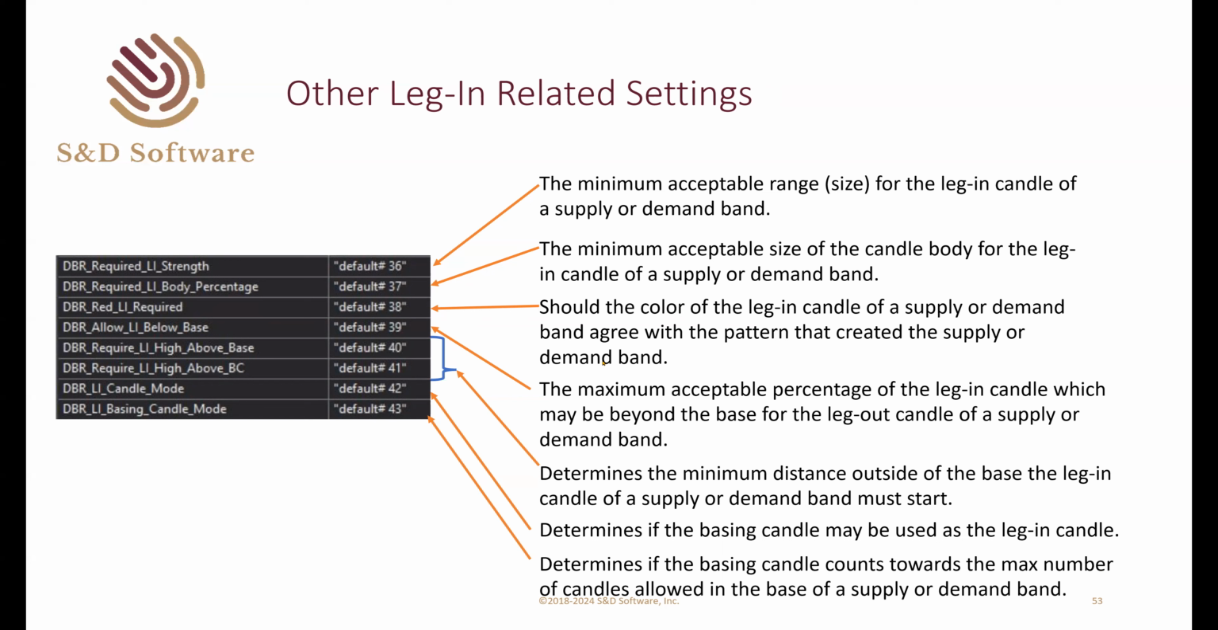Next, there's the question of how much of the leg in candle is allowed to go below the base. Again, we'll see an example of why that can be significant later. Having a little bit of the leg in candle below the base is not such a big deal, but if you have too much, then the odds of that band, if you were to turn it into a band, failing go up significantly.